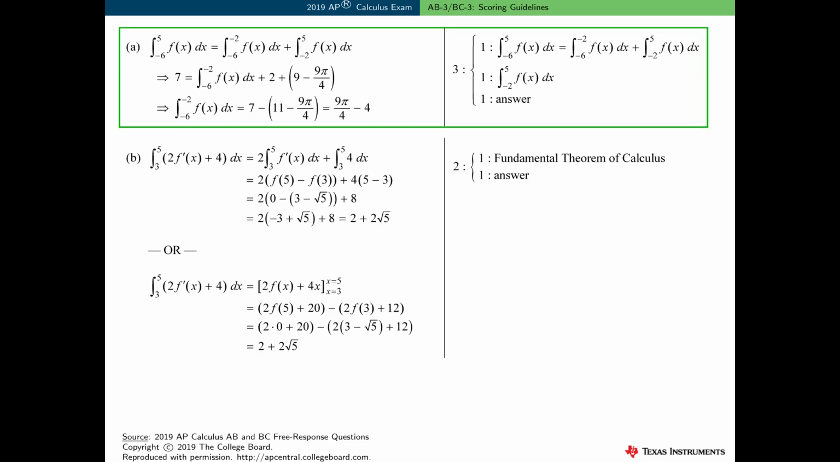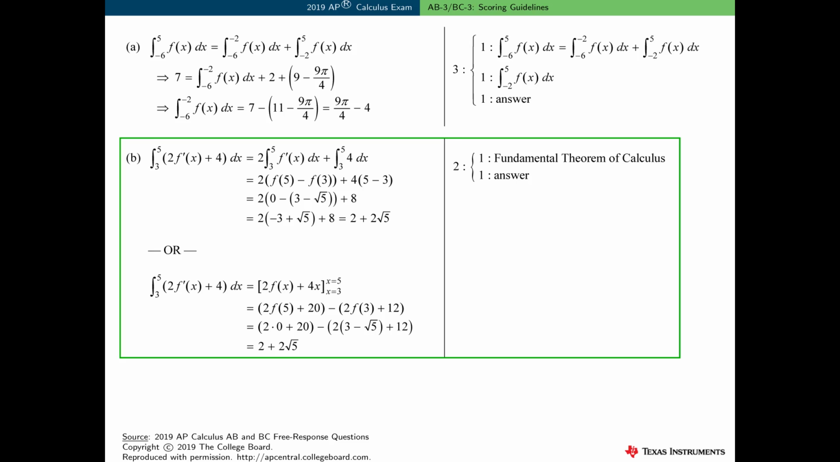Part A was worth 3 points: 1 point for using an appropriate property of integrals to rewrite the desired definite integral, 1 point for evaluating the definite integral from -2 to 5 of f(x) dx, and 1 point for the final answer. Part B was worth 2 points: 1 point for using the fundamental theorem of calculus associated with the definite integral of f prime of x, and 1 point for the final answer.